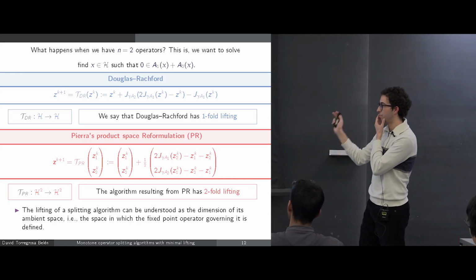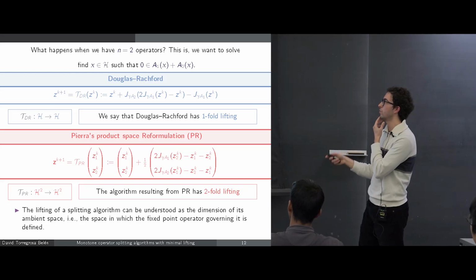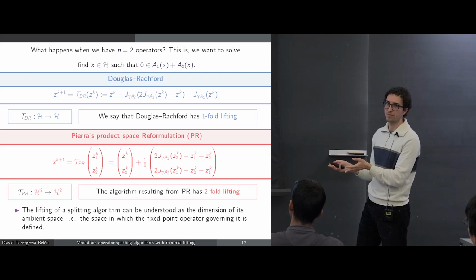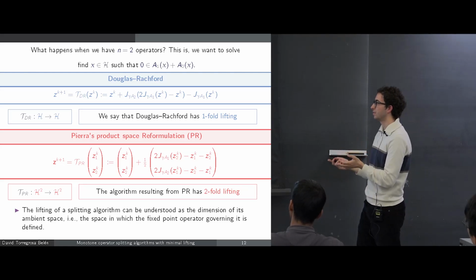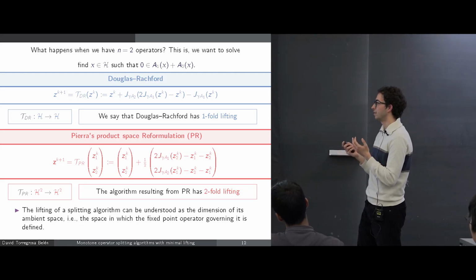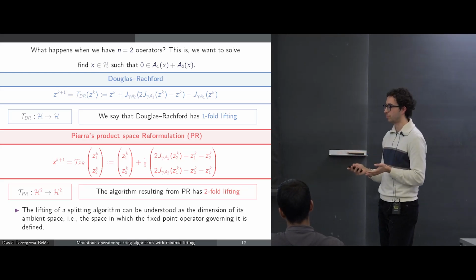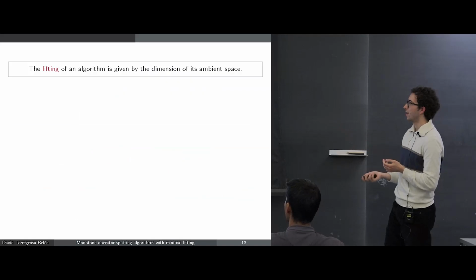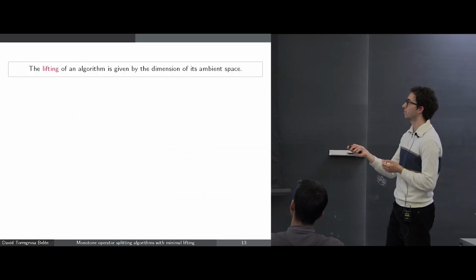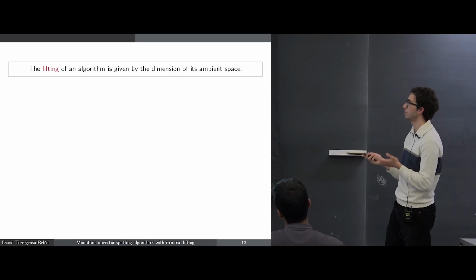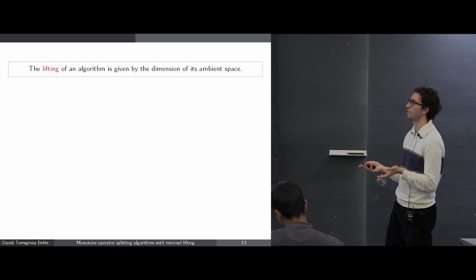One of the problems I was interested in when I was doing my PhD was studying this lifting. And in general, you want to have a lifting as small as possible. Let me give another example to illustrate this. As I said, the lifting is given by the dimension of the ambient space of the algorithm. So why do you want it to be small?